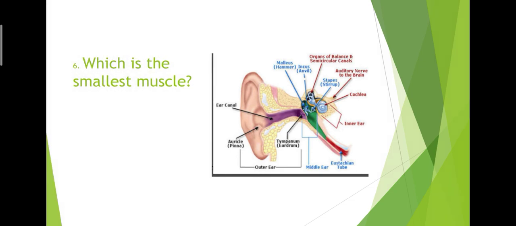Then the smallest muscle, children. Smallest muscle is stapedius. Children, stapedius is the smallest muscle and it is found in the middle ear, where our stapes is located. The stapes is the smallest bone of our body. Over there, this smallest muscle is located, near the neck of that stapes.